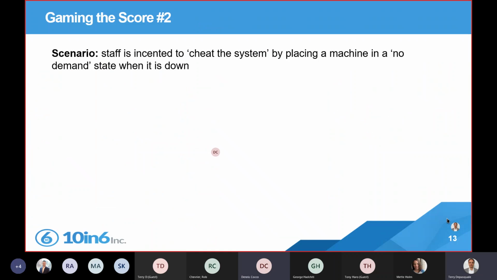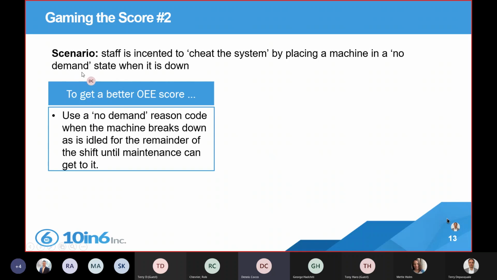So let's take a look at another way that we see people trying to cheat the system, and that is by removing the amount of time in a shift that is considered to be productive. We call that a no demand state. So let's look at a scenario here where you have a machine that breaks down in the afternoon, second half of the shift. You call for maintenance and maintenance says they can't come out. So what happens then? Instead of taking the hit on the OEE score, people just put the machine into a no demand state and say, oh, well, we got no more production for the rest of the shift. And they cheat the system by not measuring the last half of the shift.